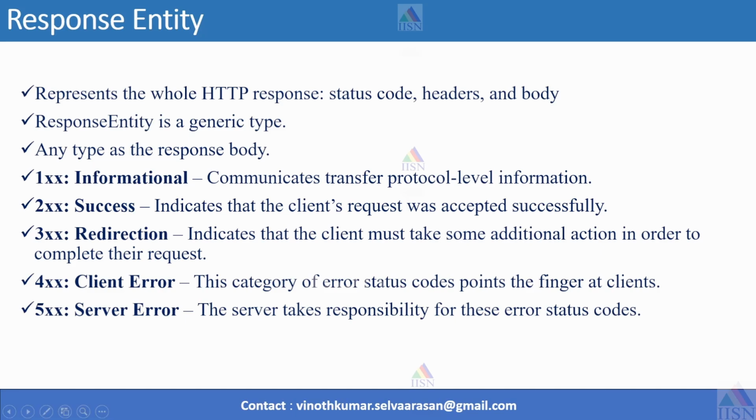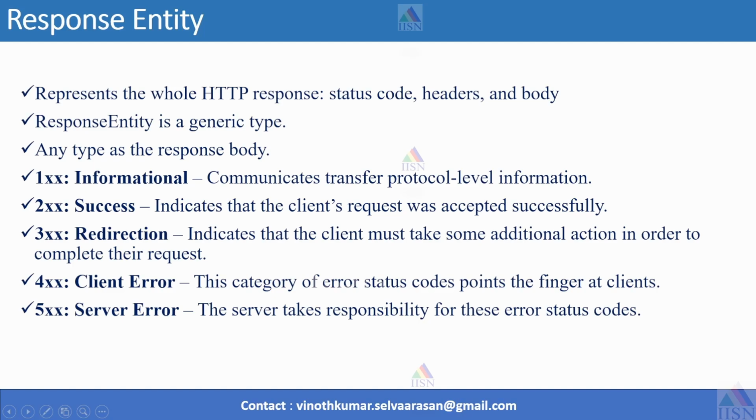Likewise, if it starts with 3 followed by 2 digits, it is redirecting our request. That is, it requires additional actions in order to complete our request. In case it is 4 followed by 2 digits, it is a client error. That is our error. While we are sending a request, we may miss some authentication information or we may send a bad request. All of this comes under 4 followed by 2 digits. That is a client error.